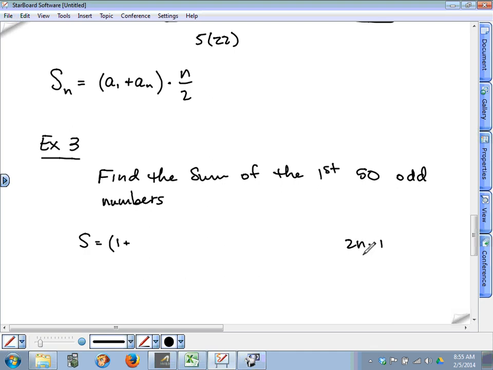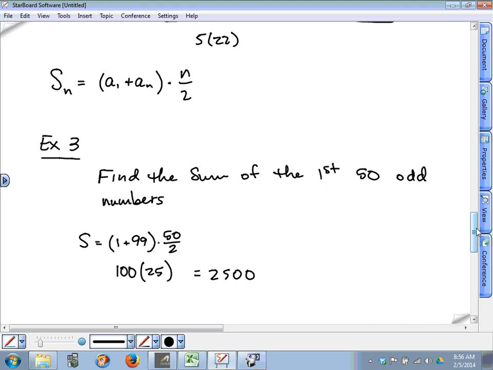2 times 1 minus 1 is 1, not 0, and it is odd. It's okay. What is that last term? Did we agree on what the last term is? 99, right? The last odd number in the first 50. And then we have to multiply that by 50 over 2. We're adding 50 odd numbers, but we divide that in half. So this is 99 plus 1 is 100, and we multiply that by 25. 100 times 25 is 2,500. So the sum of the first 50 odd numbers is 2,500.